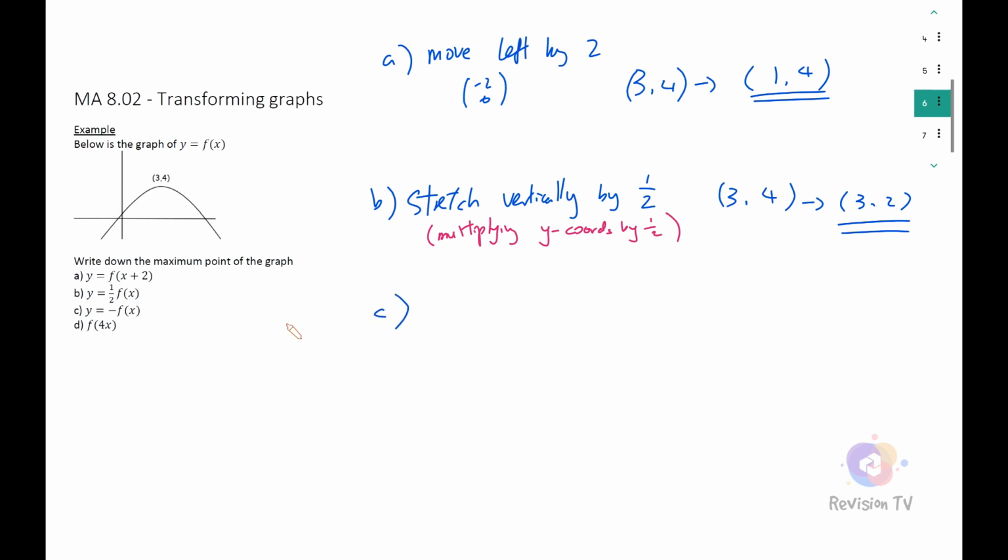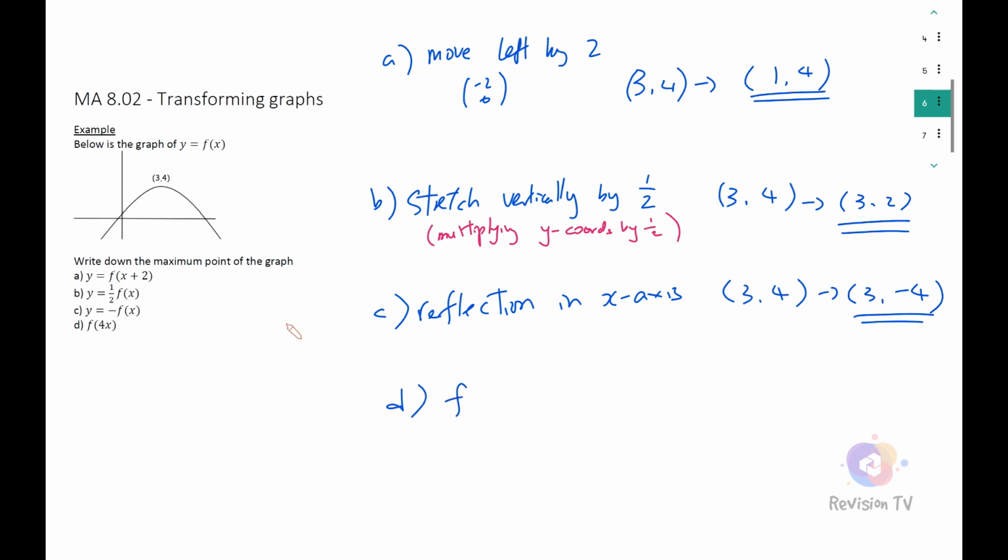Part C, negative f of x. Negative means reflection. Outside bracket means affecting the y coordinates, therefore reflecting in the x-axis. So if it affects the y coordinates, 3, 4 becomes 3, -4, because you're reflecting in the x-axis.